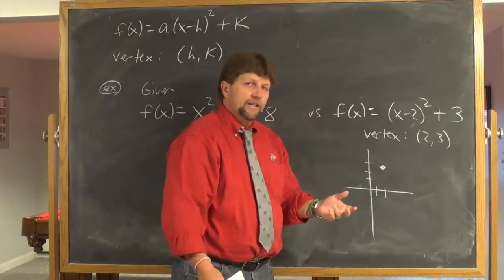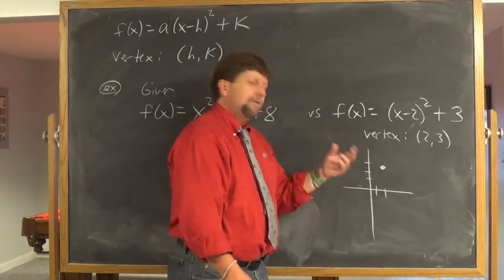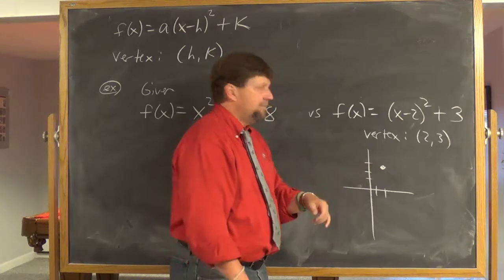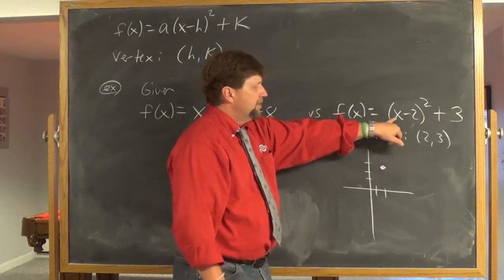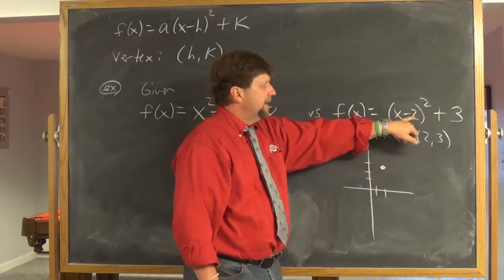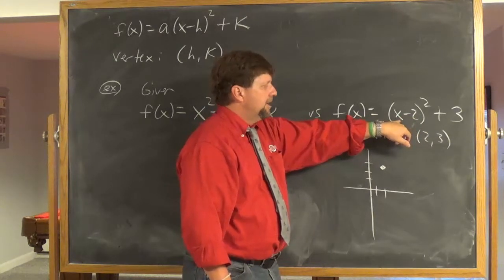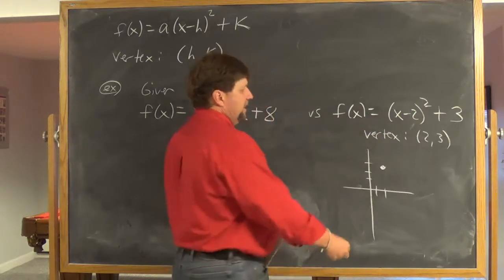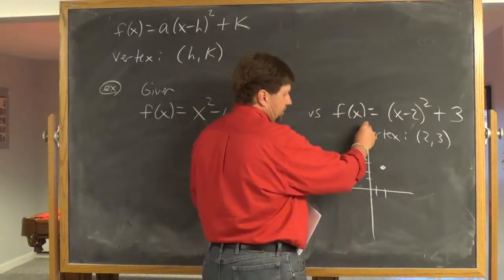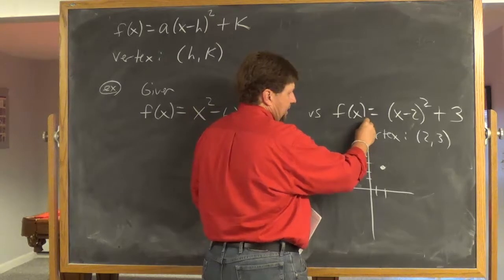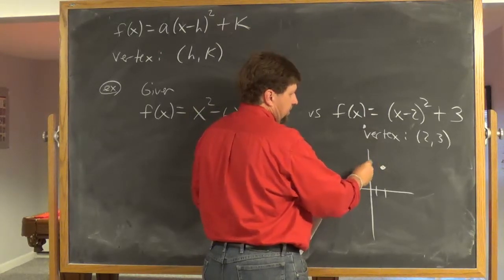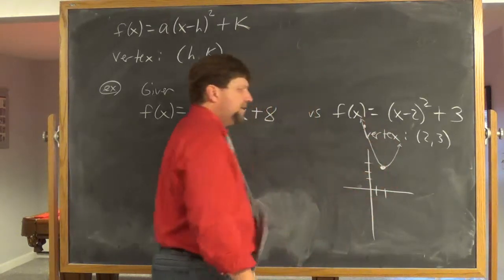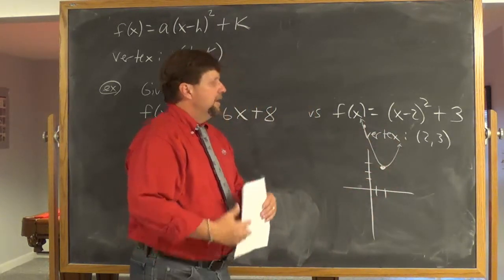Don't try to find x-intercepts. They don't exist. But you could find the y-intercept. And remember, you find the y-intercept by letting x equal 0. So you put a 0 in for the x. 0 minus 2 is negative 2. Negative 2 squared is 4. 4 plus 3 is 7. So that's up here, well off my scaling here. But you could get a quick sketch of what the graph would look like.